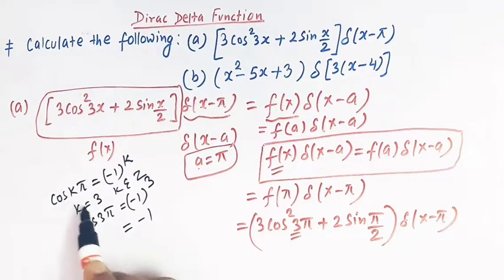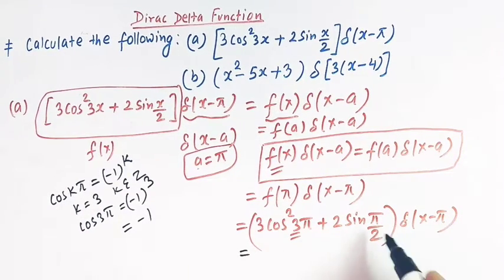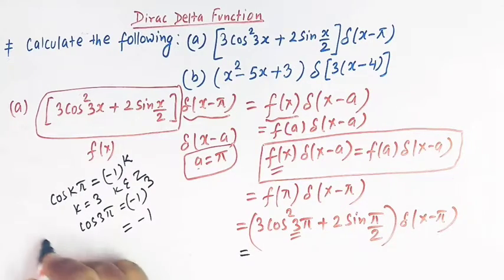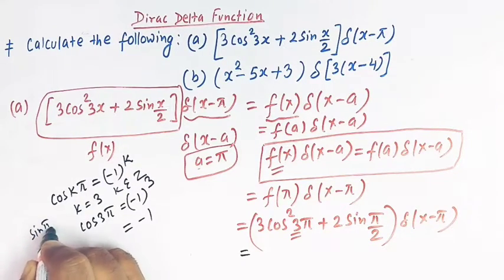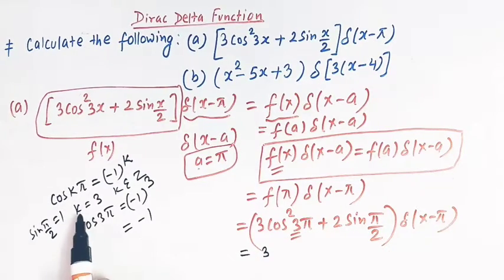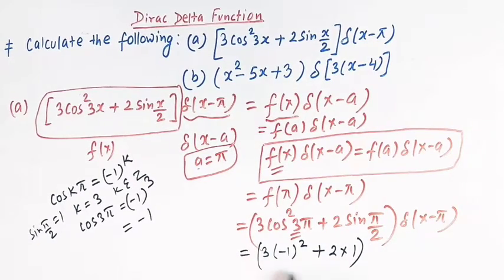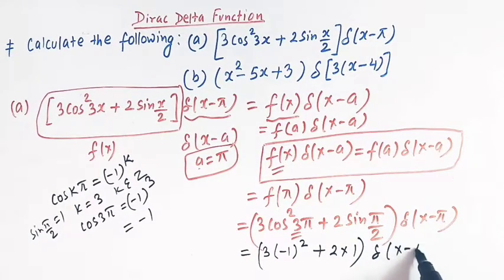So here 3 is an odd number, so cos 3 pi is minus 1, right? And the value of sine pi by 2 is equal to 1, right? So we can now substitute the values here. So we have 3 times minus 1 raised to 2, and here we have 2 times 1, right? And here we have delta of x minus pi.